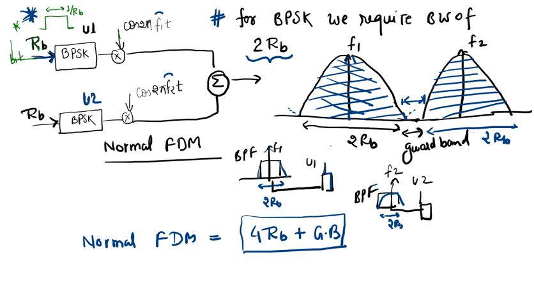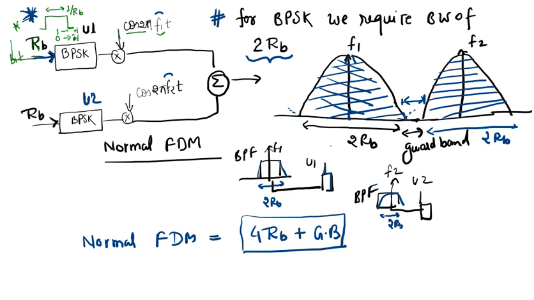Since the rate of bits is RB, for the BPSK line coder, since it's binary phase shift keying, we first convert 0 to minus 1 and 1 to plus 1, and then we further modulate this. So this duration will be 1 over RB, and then we send it through the cosine carrier. And if you remember, for BPSK we require a bandwidth of 2 RB.